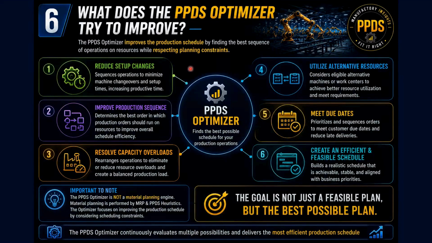Now, let's answer another important question. What exactly is the optimizer trying to improve? First, it tries to reduce setup changes. By grouping similar products together, unnecessary machine changeovers can be minimized, resulting in higher productive machine time. Second, it improves the production sequence. Instead of simply accepting the first sequence generated during planning, the optimizer evaluates multiple possibilities to identify a better order sequence.